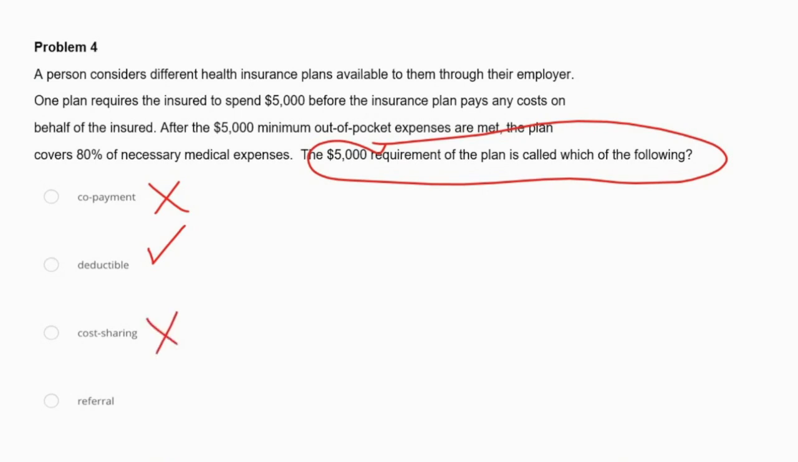Then we have a referral. A referral really only focuses on authorized visits that your primary care doctor gives you for a specialized visit. It is irrelevant to the context of upfront expenses. So a referral would not be correct. So in this case, a deductible would be the correct answer. A $5,000 out-of-pocket requirement is called a deductible.